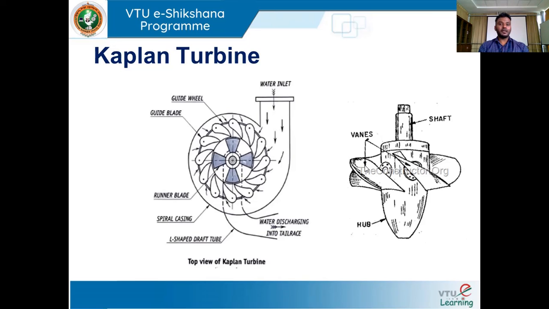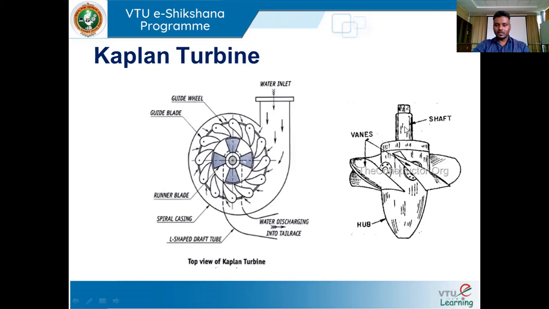So here the guide blade creates a nozzling effect. Water flowing through the guide blade experiences an increase in its kinetic energy. That means a part of the pressure energy of water gets converted into kinetic energy. Once the water flows over these aerofoil shaped blades, it creates a pressure difference. Due to this pressure difference, a reaction force is developed. This reaction force causes the turbine blades, or these Kaplan blades, to rotate.